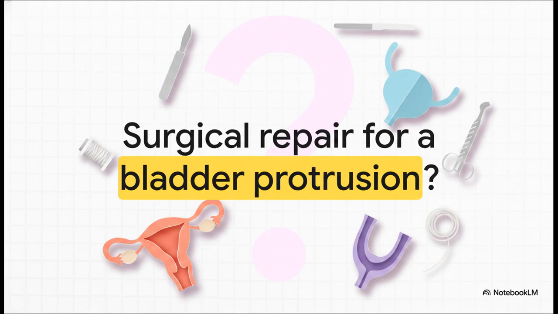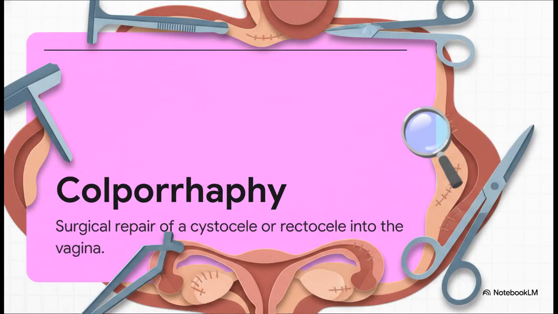All right, time for a quick active recall check. Imagine you're sitting in the exam room right now. If your test asks for the procedural term describing the surgical repair of a cystocele, which, as we know, is a protrusion of the bladder into the vagina, what is it? Think about the root for vagina and the suffix for surgical repair. Got it? The answer is colporrhaphy.